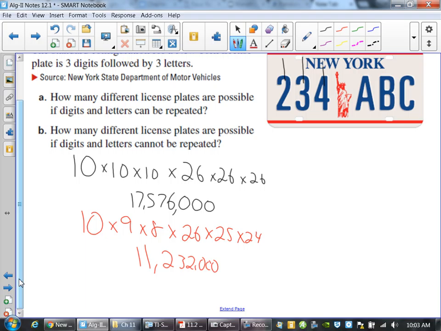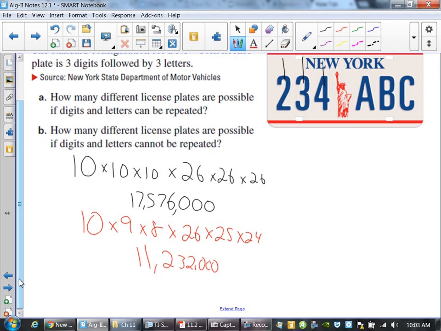Now, when you look at personal plates, I think you can have 5 letters and 2 numbers. And then vanity plates, you can have all letters if you want. And you can have them repeat, non-repeat, and things like that.